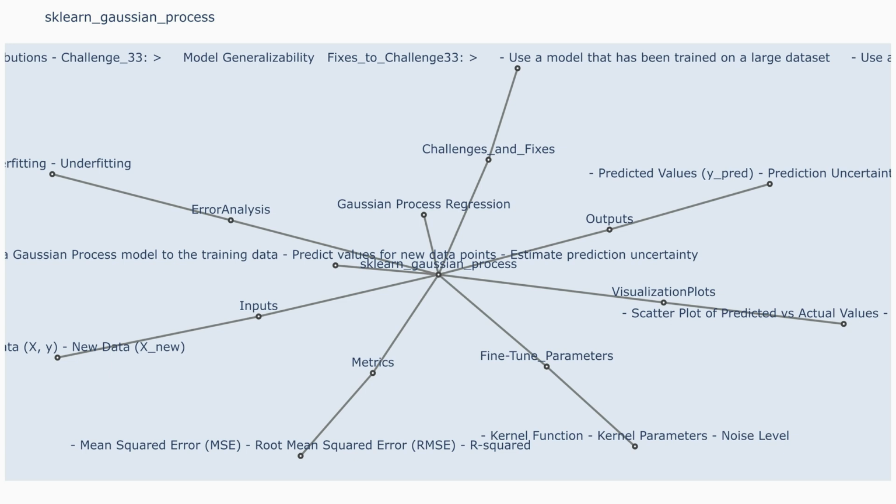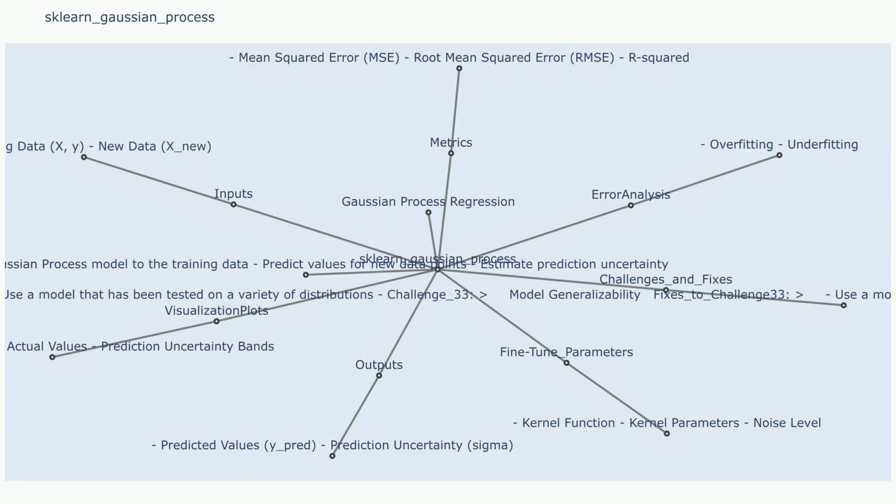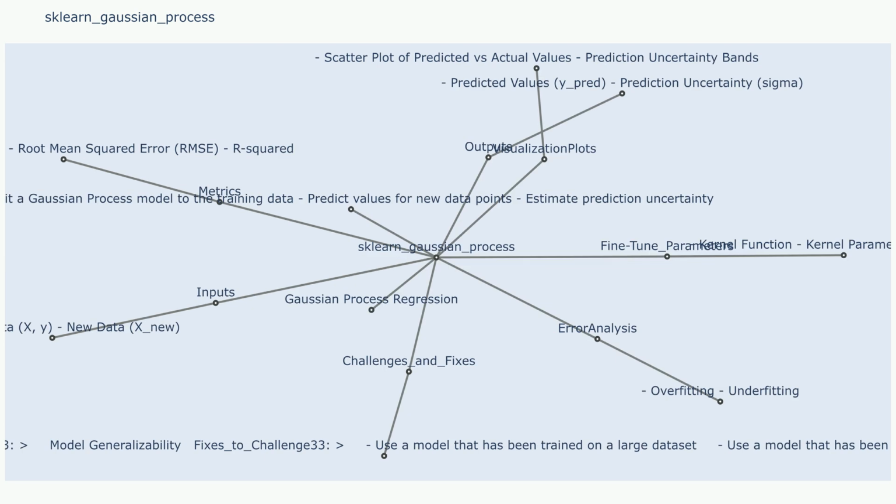sklearn Gaussian process. Description: Gaussian processes (GPs) are a powerful non-parametric Bayesian method for regression and classification. They model the relationship between input features and output values by assuming that the outputs are drawn from a Gaussian distribution whose mean and covariance are determined by the input features and a learned kernel function. GPs are particularly useful for handling complex nonlinear relationships and providing uncertainty estimates in the form of confidence intervals.